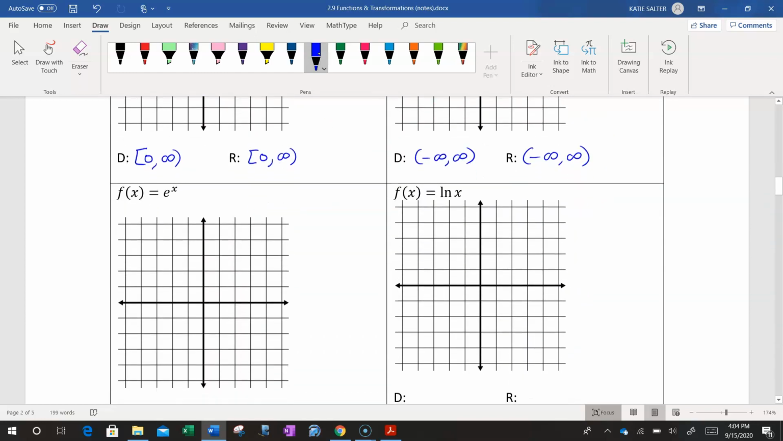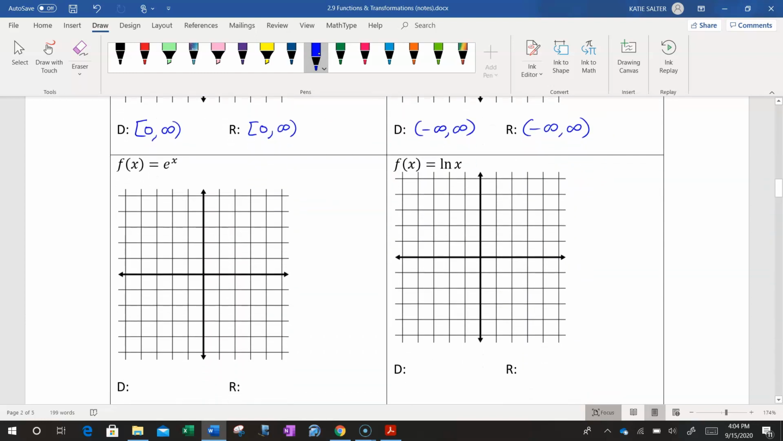All right, so then we get into our exponential and logarithmic basic functions, y equals e to the x and y equals natural log of x. So guys, remember, e is approximately 2.7. So if I need to come up with some points for this one, think about it. I'm just going to write over here real quick, x, y.